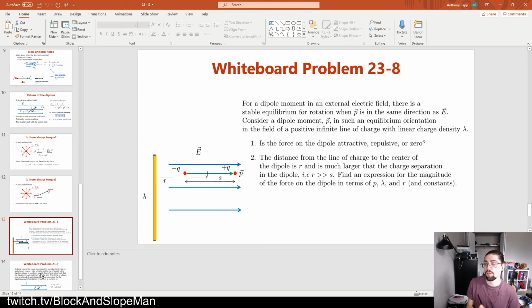But I've got two questions for dealing with this thing. First, is the dipole attracted, repelled, or doesn't feel a force from my rod of charge? And then once I do that, we've got some algebra to do here to figure out what that force is actually going to look like, close by and far away, right? Is it different? Let's find out.